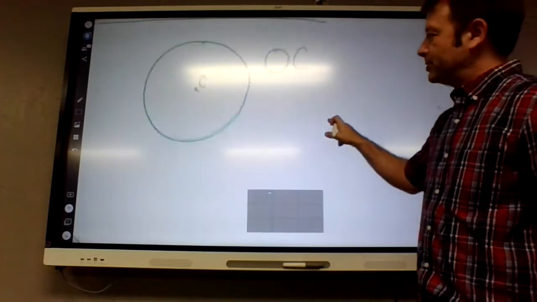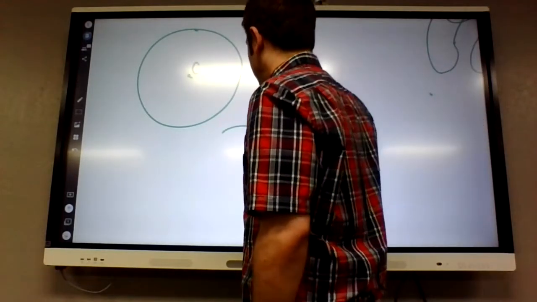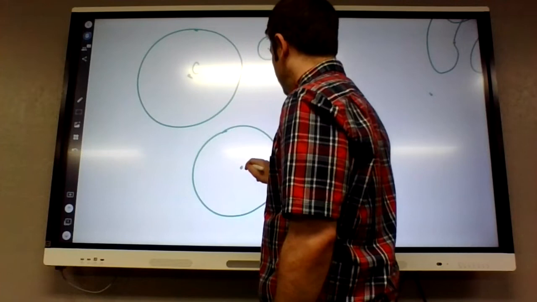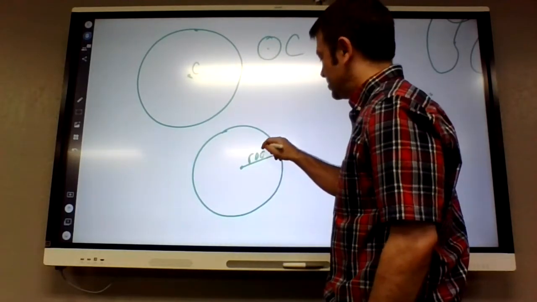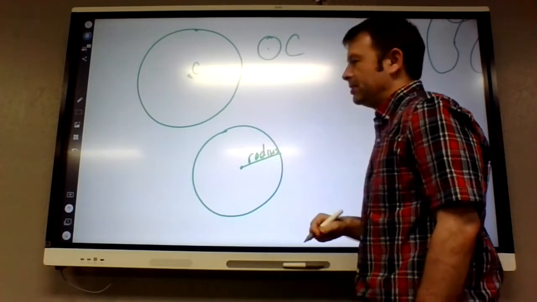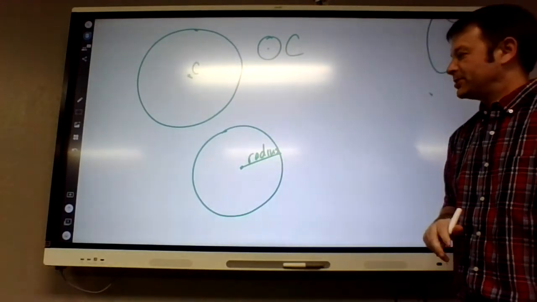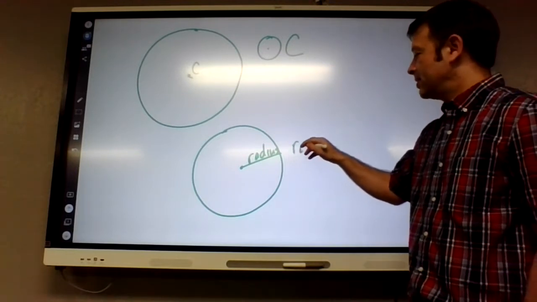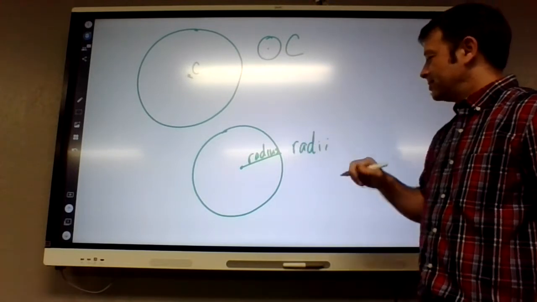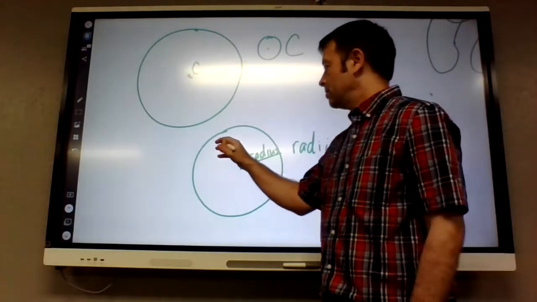Do you guys remember what the parts, the things in a circle, are called? Let's start with... radius. Okay, here's the bonus question: what's the plural of radius? Radii. I'm surprised you guys knew that one.